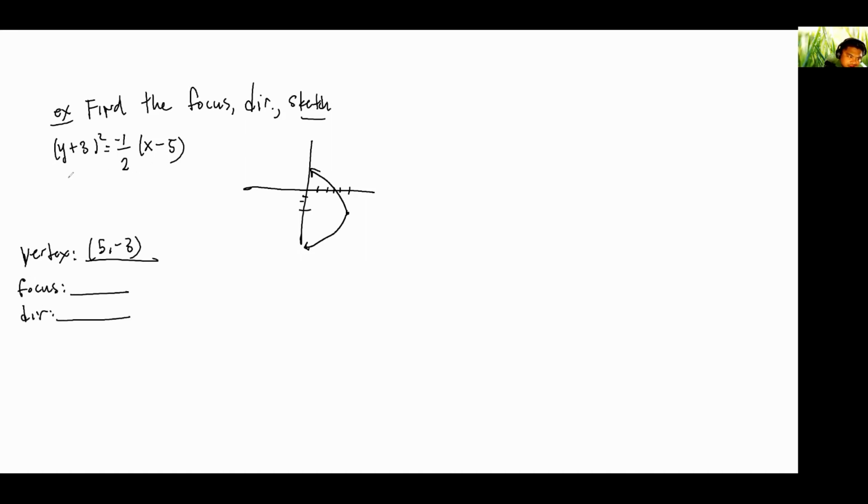Now, if we take a look at this, this is -1/2. What we're trying to do now is figure out what P is by doing a little math. P is -1/8. Ew. -1/8, which tells us the focus is super close to the vertex. It's literally right on top of it.